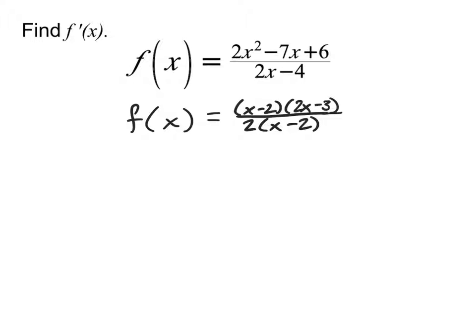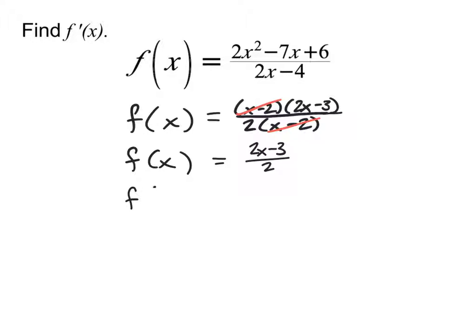And so we factor. And when we factor the top and the bottom, you'll notice that we do have a common factor in there. We have that x minus 2 appearing twice, so that can cancel out. And so then, f of x here is just going to equal 2x minus 3 all over 2.